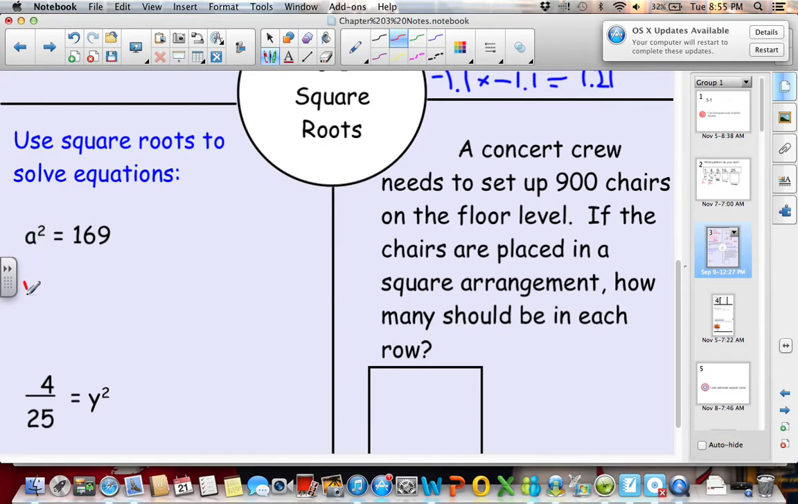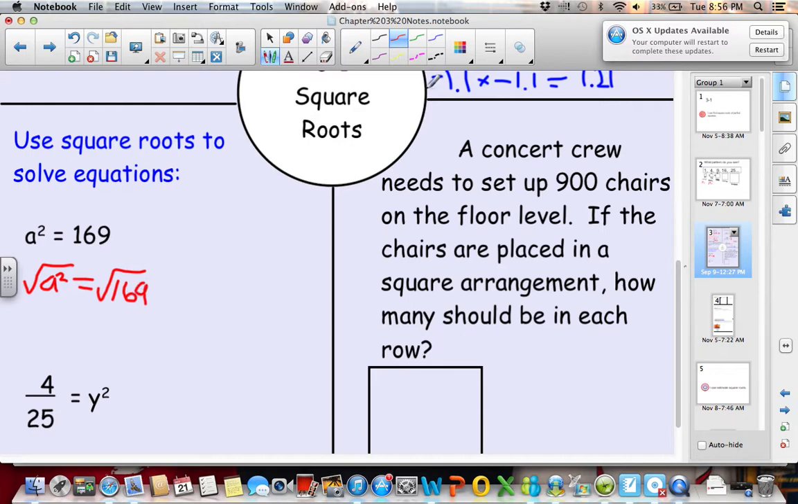So I'm going to take the square root of a squared, and then I have to take the square root on the other side, because whatever I do to one side, I have to do to the other side.